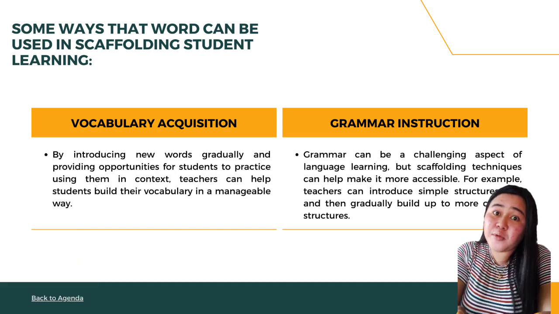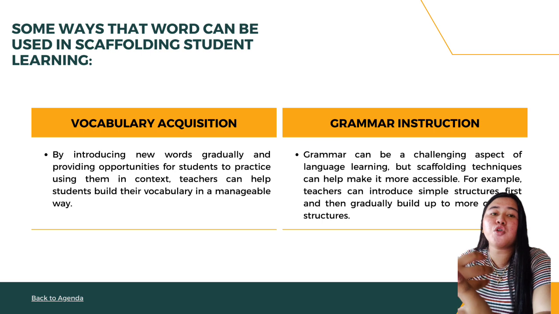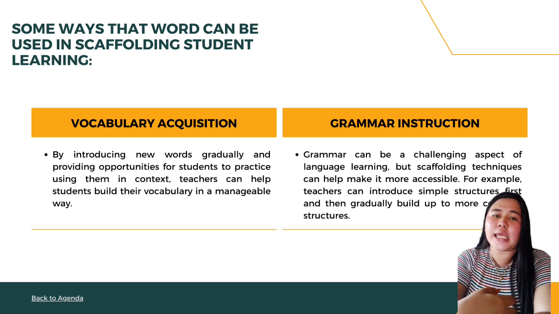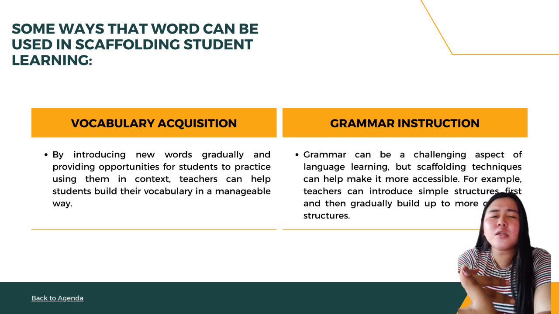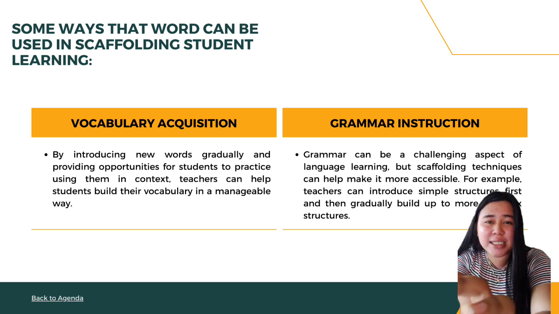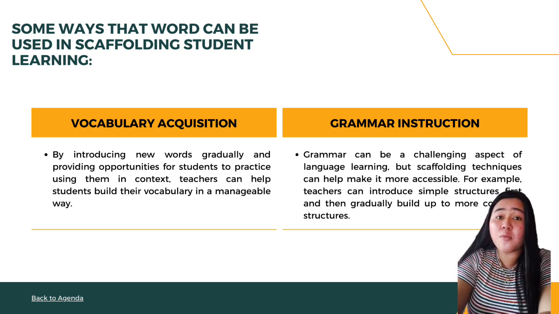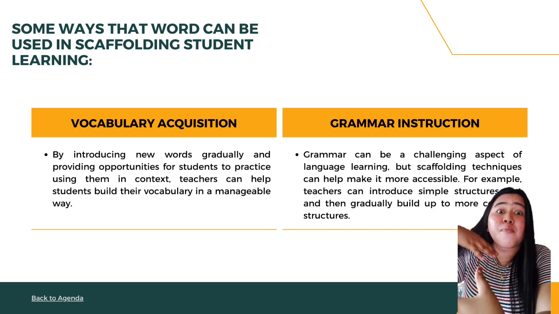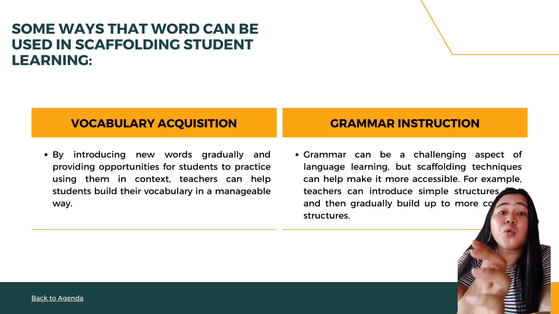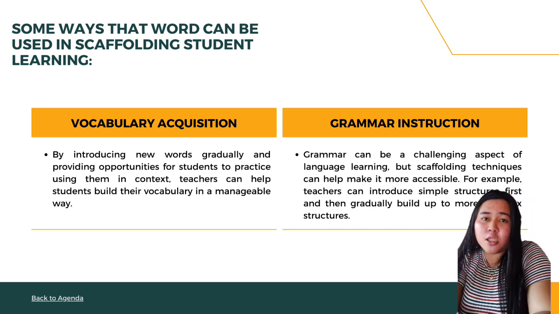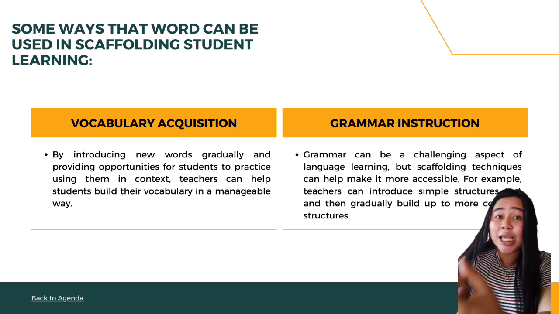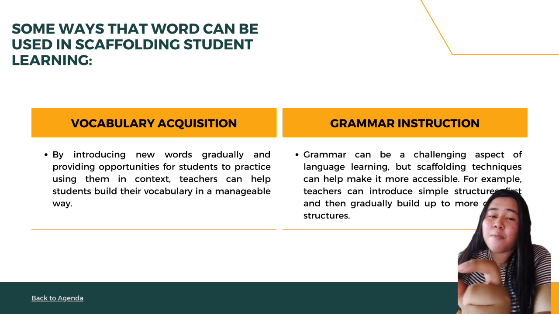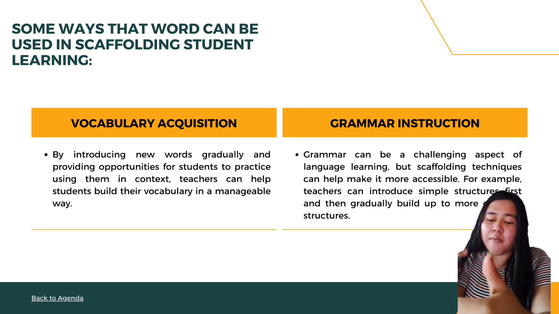Number one is vocabulary acquisition. Scaffolding can be used to support vocabulary acquisition by introducing new words gradually and providing the opportunity for students to practice using them in a context. For example, a teacher may introduce a new word, and we can provide opportunities for the students to use the word in a sentence. Either we can write a definition or synonym, or create a visual representation of the word. So that's the importance of words in scaffolding and vocabulary acquisition.